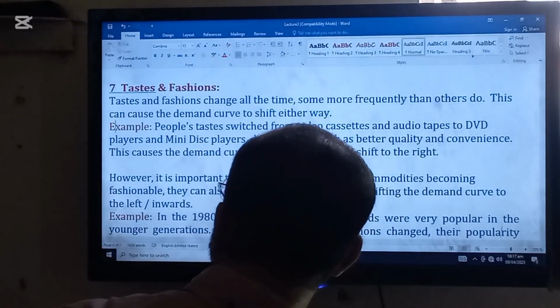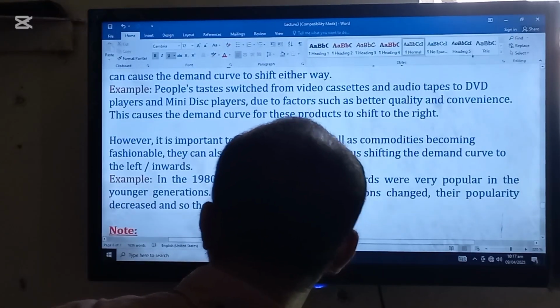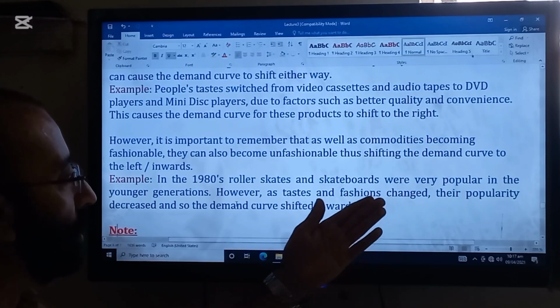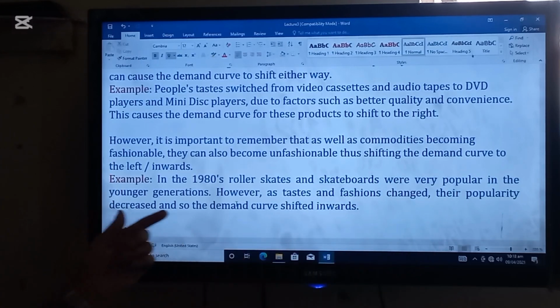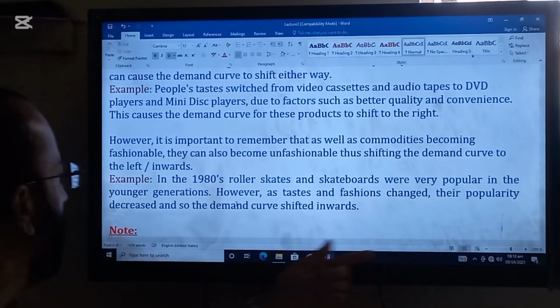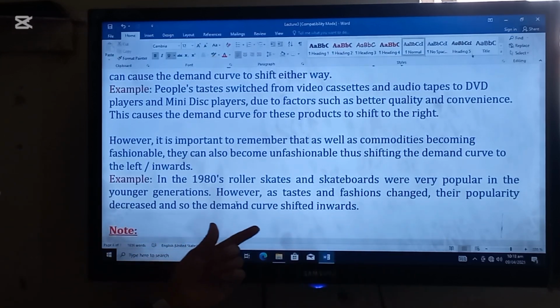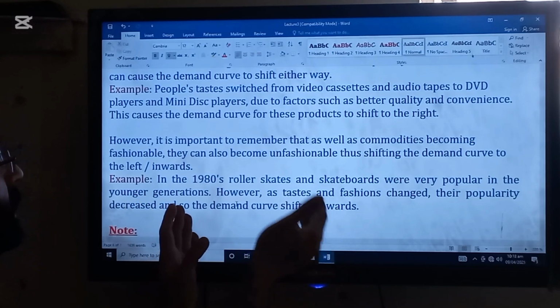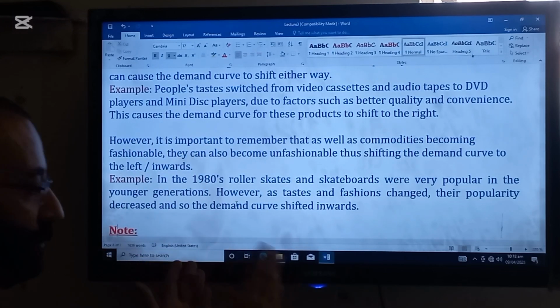Another example is here. In the 1980s, roller skates and skateboards were very popular with the younger generation. However, as taste and fashion changed, their popularity decreased, and so the demand curve shifts inward. So this is the negative example of taste and fashions.